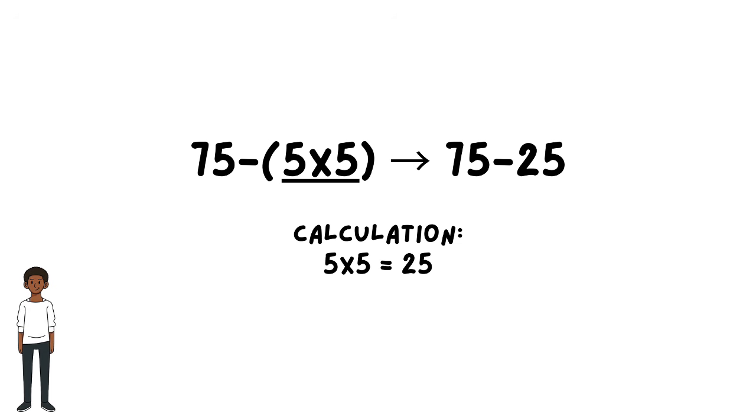Step 2. Multiplication outranks subtraction, so we multiply 5 by 5 next. 5 times 5 equals 25. Now our expression simplifies to 75 minus 25.